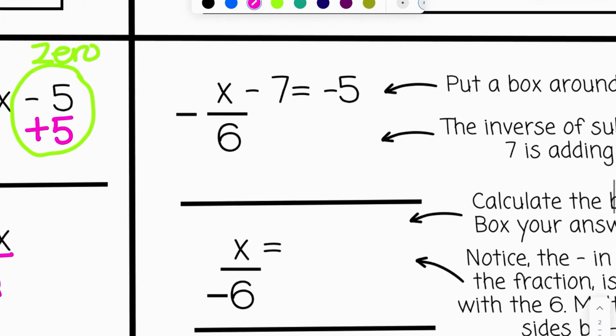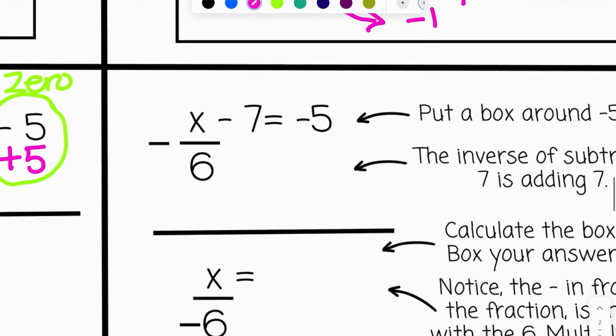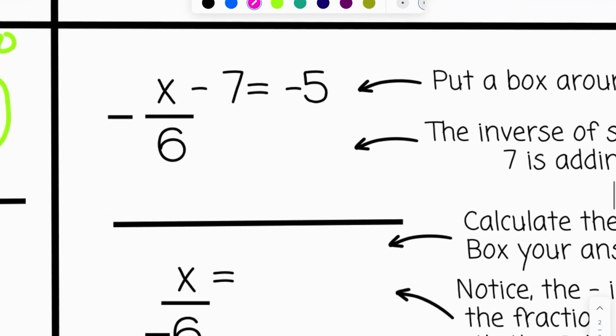Final example. This says negative x divided by 6 subtract 7 equals negative 5. So the left side of our equation has a lot going on. So we're going to box the right side of our equation.